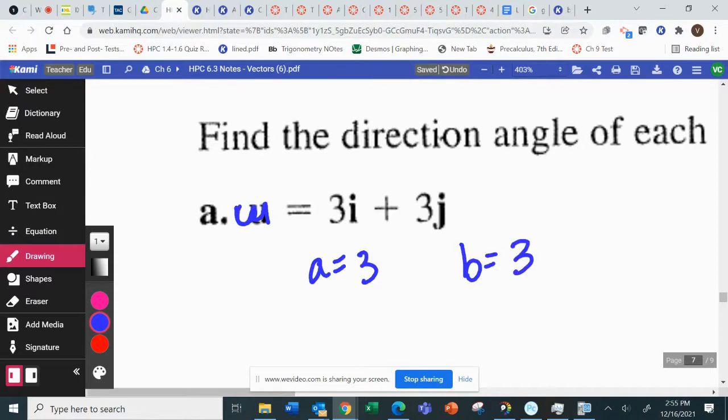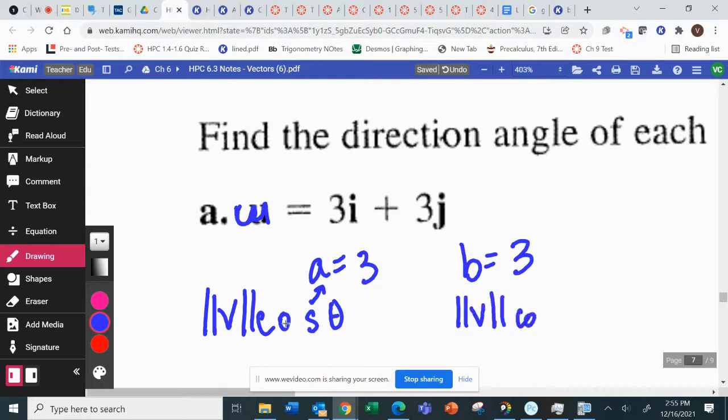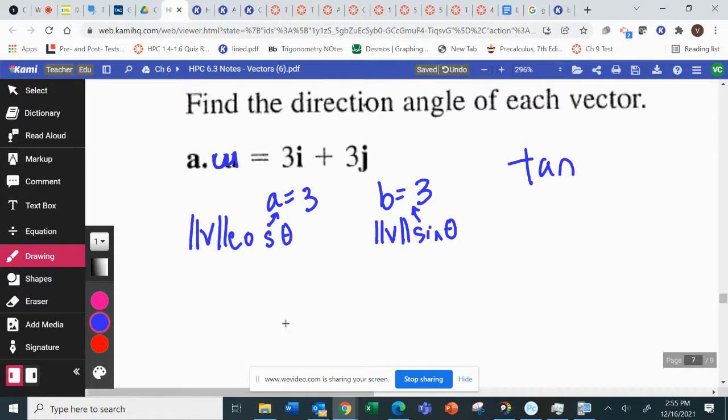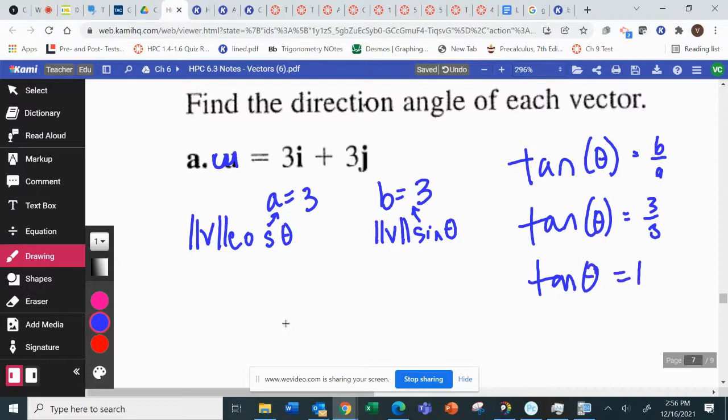And what they're saying above is that's the same thing as cosine theta times the magnitude of V. That's what A is. And the magnitude of V times sine theta is this answer. But to find the angle, we need to use tangent. So we're going to do tangent of theta is equal to B over A. Tangent of theta is equal to 3 over 3. Tangent of theta is equal to 1. What's theta?